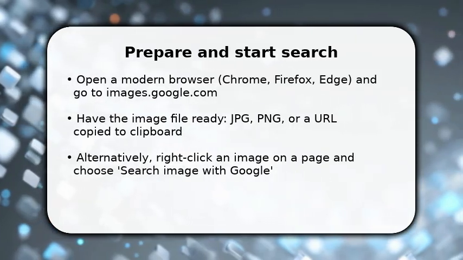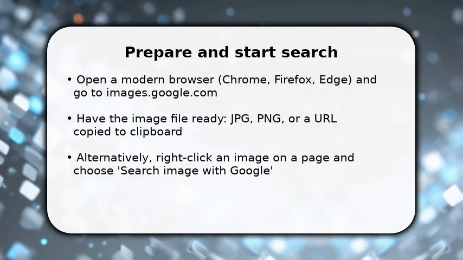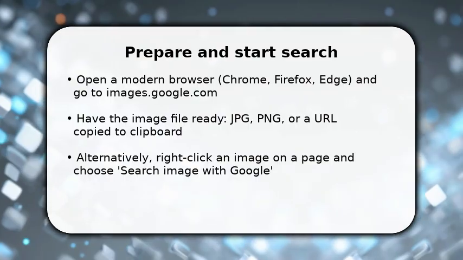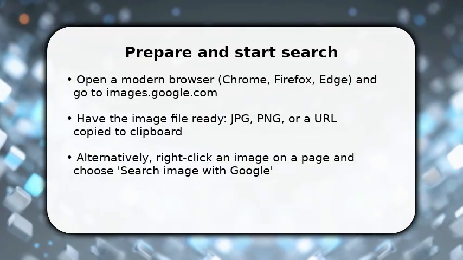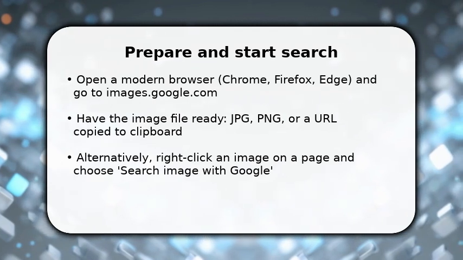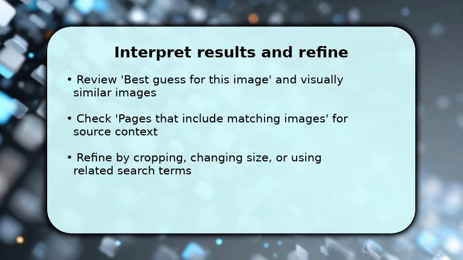This kicks off Google's visual matching. Make sure your image is clear and not heavily cropped because the quality and framing affect results. Now click Search and wait for Google to analyze the picture. You'll land on a results page showing a best guess, visually similar images, and pages that include the image.